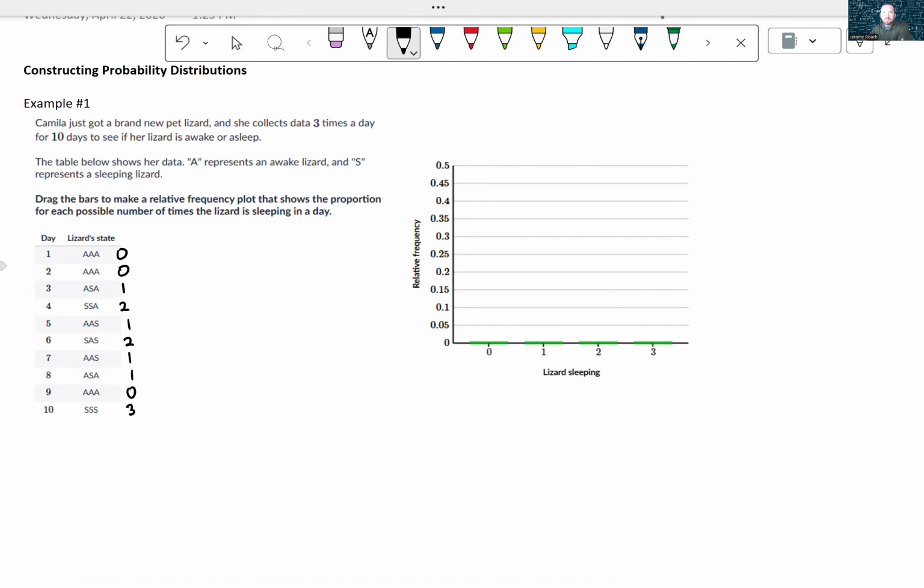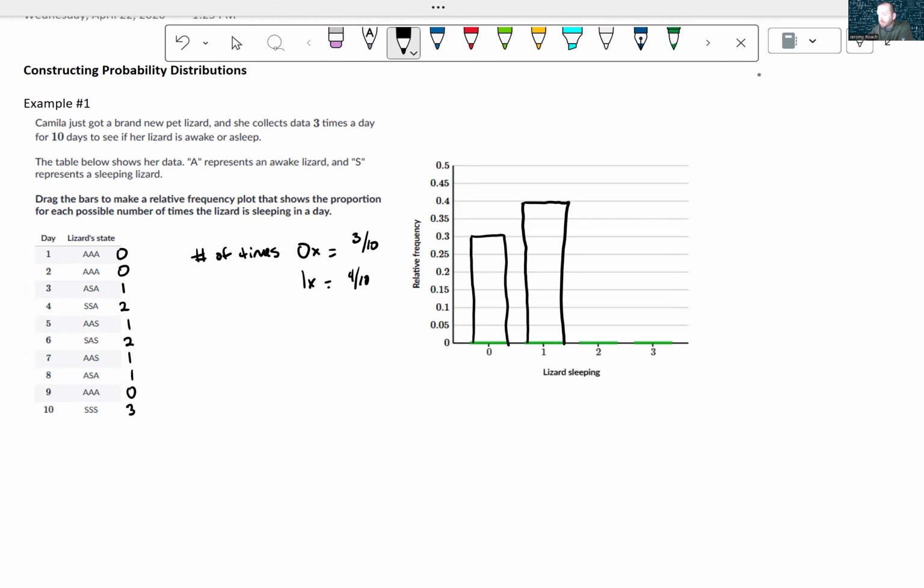So now we have our data and we're going to make a probability distribution with the relative frequency for each of these scenarios. So if it's sleeping 0 times, there's 3 times that it's sleeping 0 times out of 10 times altogether. So you get 0.3 for 0 times. And we can put that on our graph. And if we want to know how many times it does one time, that's 1, 2, 3, 4 times out of 10, or 0.4 for one time.